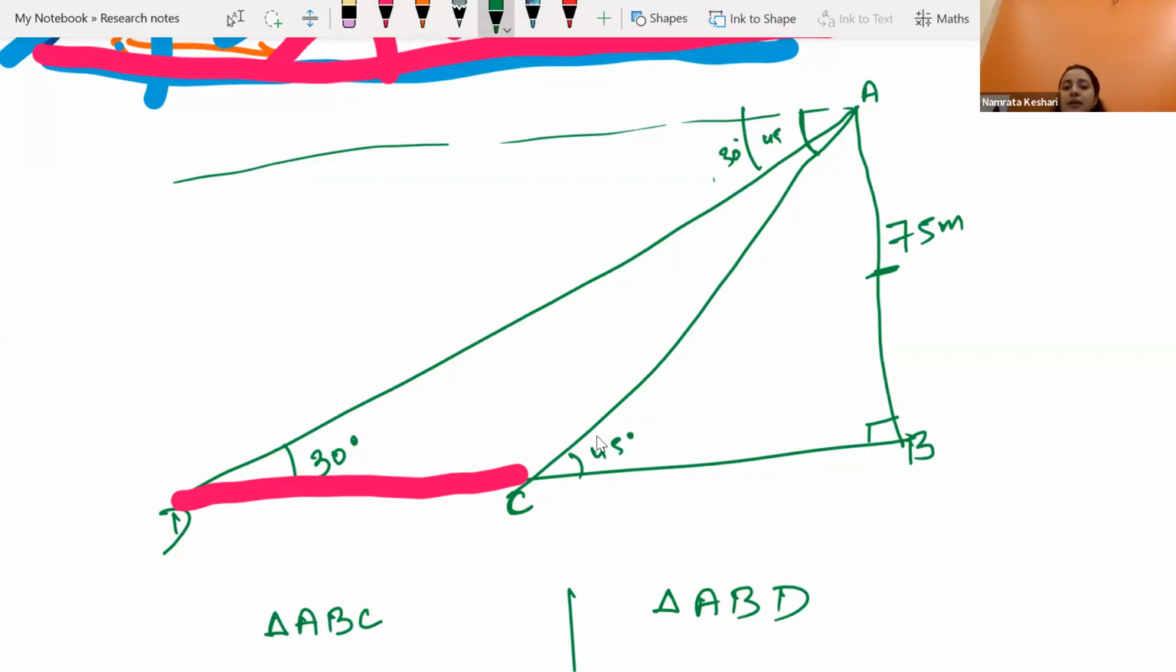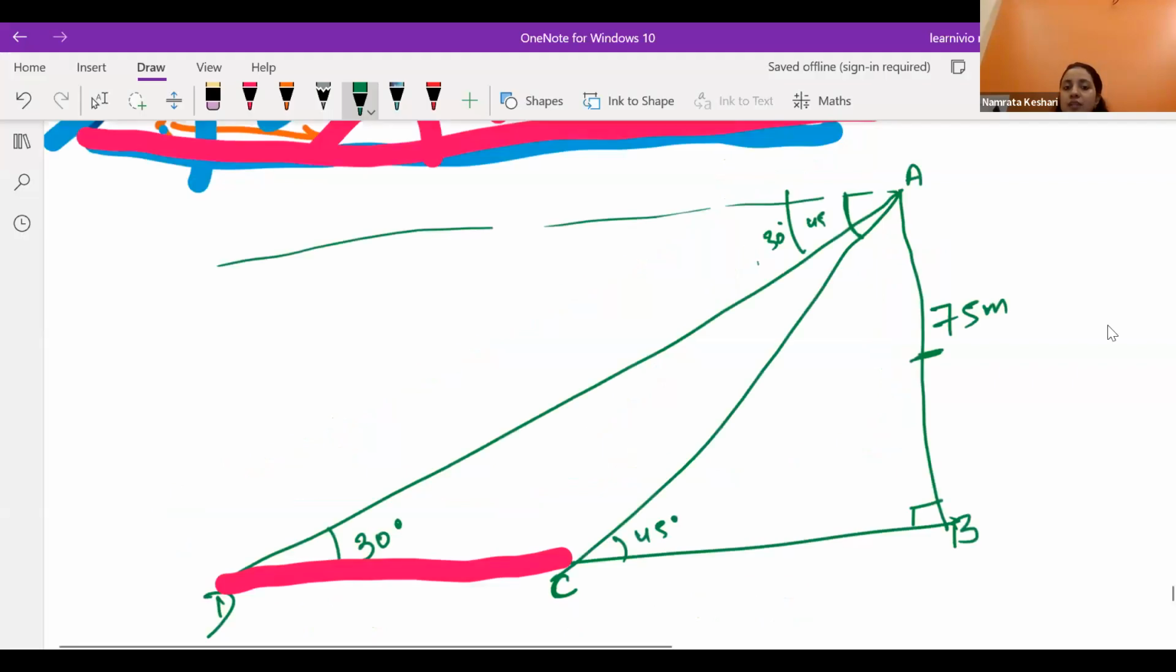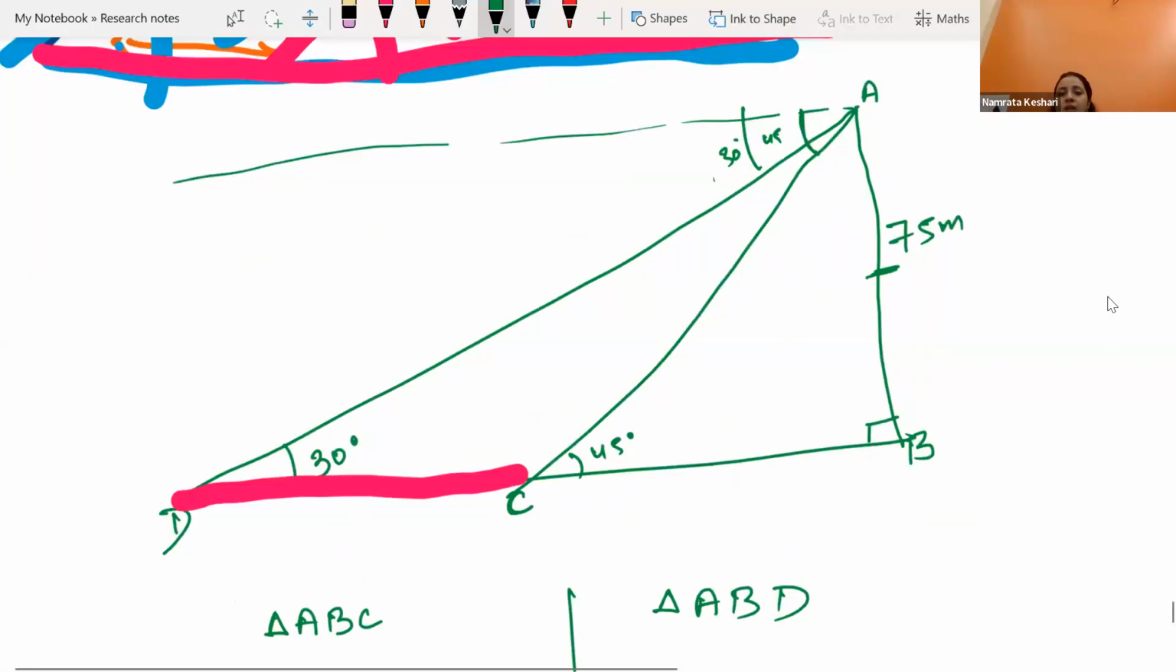Are you getting it, everyone? Yes, ma'am, can you tell again? I didn't understand. I said that now we are having the figure. We have to take triangle ABC, which is a right angle triangle, and we have to take the complete triangle, that is ABD. That is also right angle.